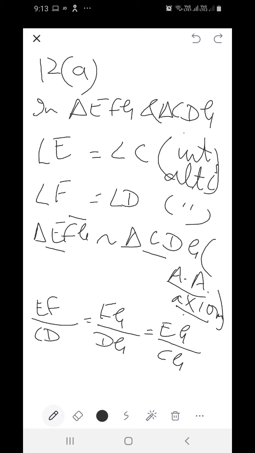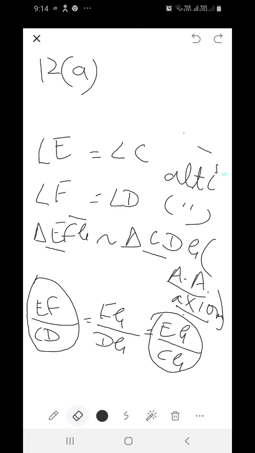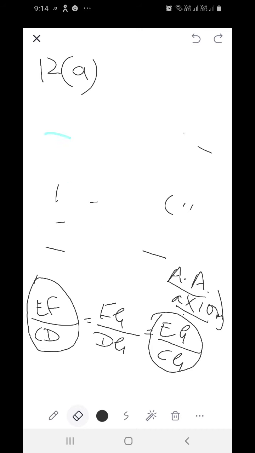Now again, out of these three pairs, we are going to take the two pairs whose lengths are known to us. You see that the length of EF we have to take. So EF upon CD, this we will take, EF upon CD is equal to, you see in the figure, EG and CG are given to you. So we'll take this. These two pairs have to be taken. And I think now you can put their values from the question and you can find EF.